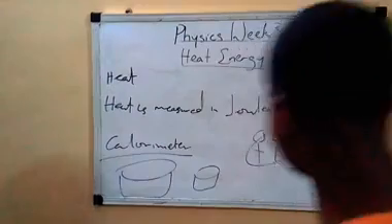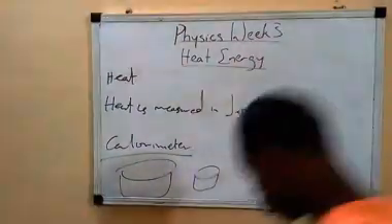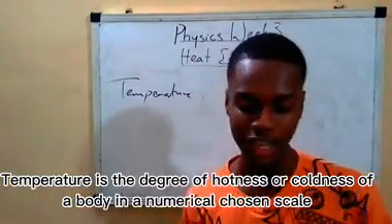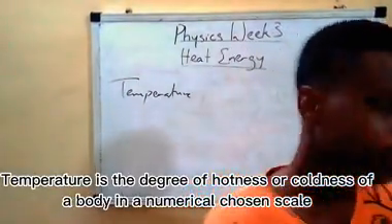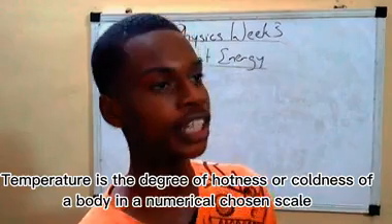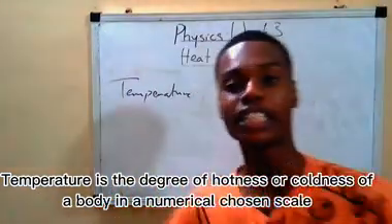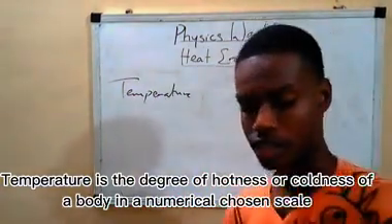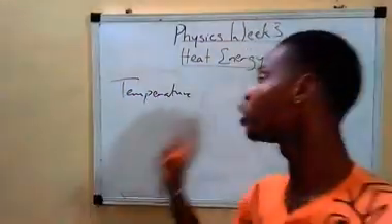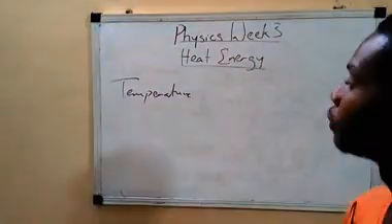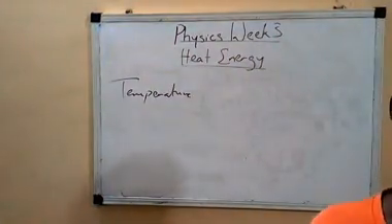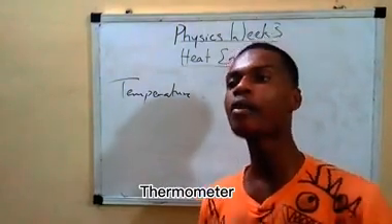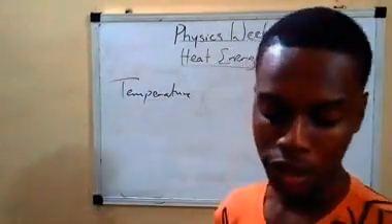So let us go into temperature. Now, what is temperature? Temperature is the degree of hotness or coldness of a body on a numerical scale. Remember, the SI unit of temperature is still joules. What is used in measuring temperature is what? A thermometer. A thermometer is used in measuring the temperature of a substance.